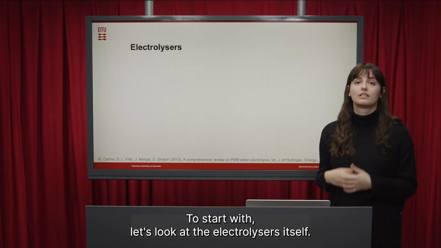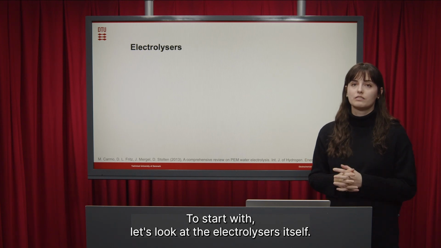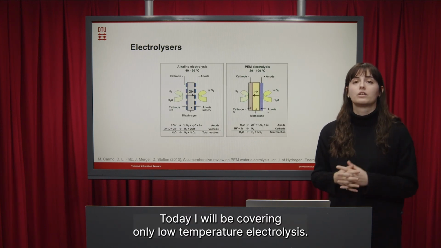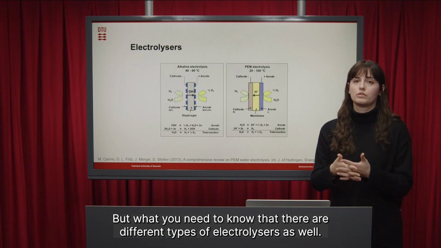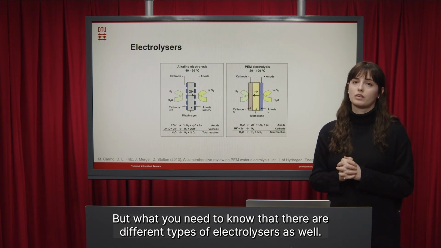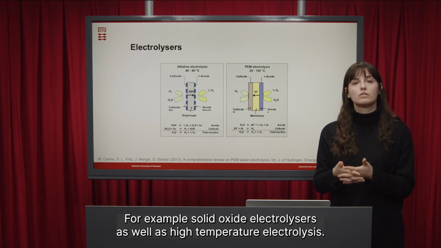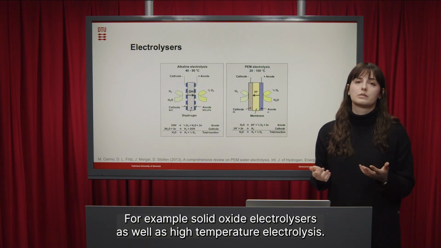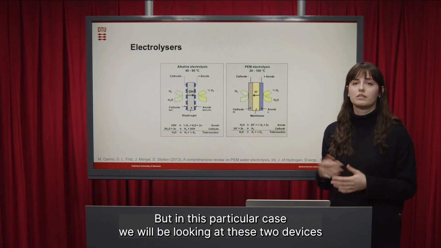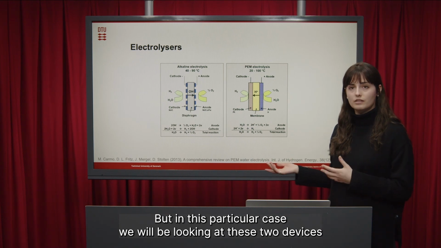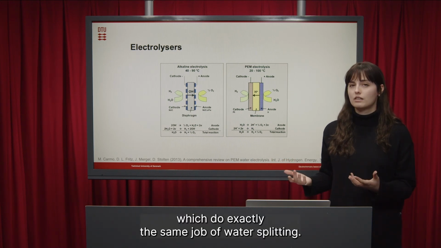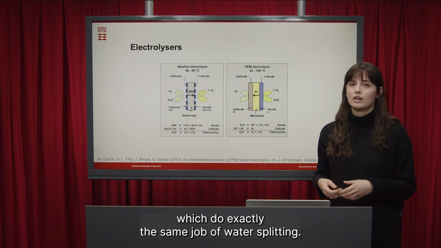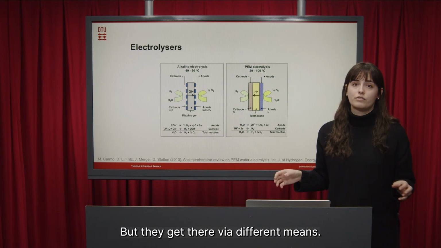To start with, let's look at the electrolyzers themselves. Today I will be covering only low temperature electrolysis, but you need to know that there are different types of electrolyzers as well, for example, solid oxide electrolysis, as well as high temperature electrolysis. But in this particular case, we will be looking at these two devices, which do exactly the same job of water splitting, but they get there via different means.